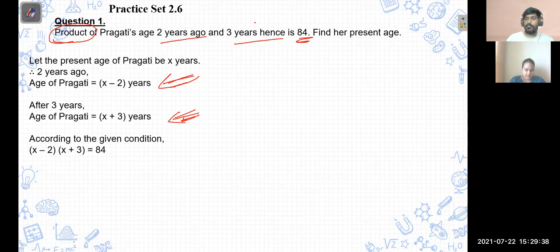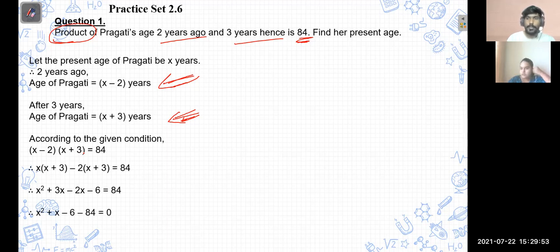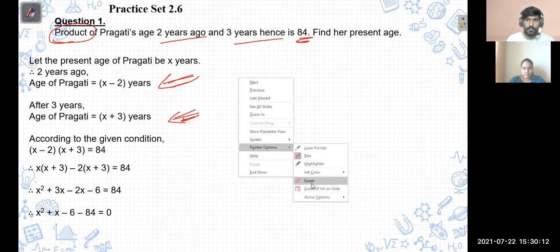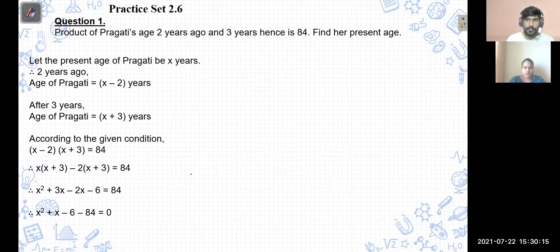x square plus x minus 6 equals 84. Okay, now bring this 84 to the left hand side. Done? So what do you get? What is the equation form now?